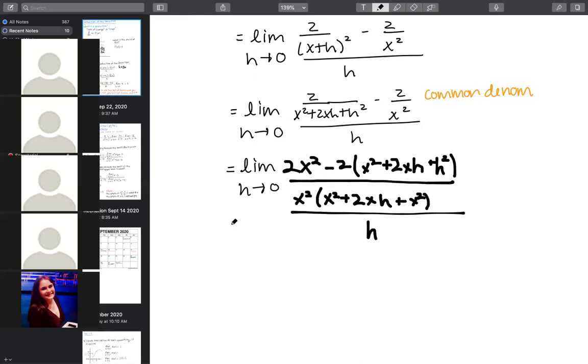Okay, so as we FOIL out, we combine like terms in the numerator. I'm not going to write this one because we're just going to have to do another step of simplification, but this is going to be equal to the limit as h tends to 0 of 2x squared minus 2x squared minus 4xh minus 2h squared over that same denominator that we've been maintaining, x squared times parentheses x squared plus 2xh plus h squared, and then all of that over h.